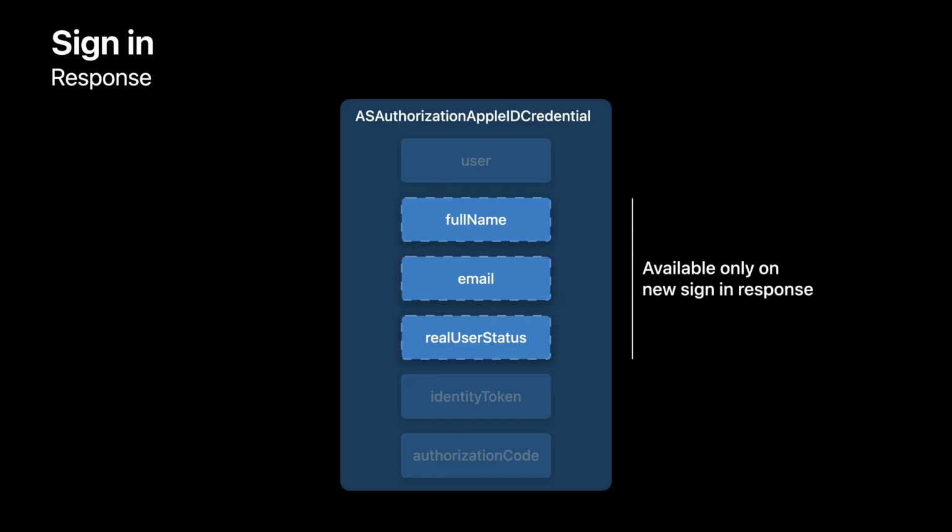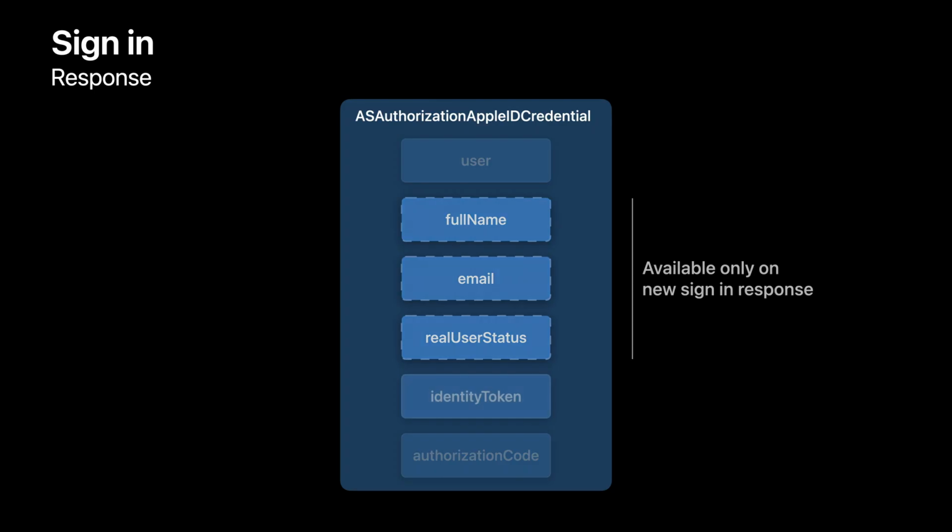I should take a moment to call out that the properties like full name, email, and real user status are only returned when an account is created for the very first time. They are not returned upon subsequent sign-ins. So make sure to securely cache properties like full name and email until you can verify that an account has been created in your system.